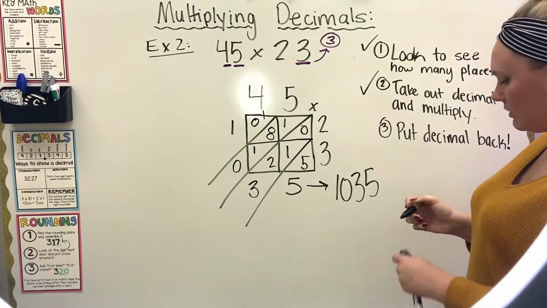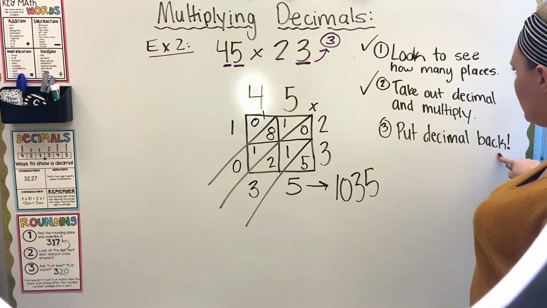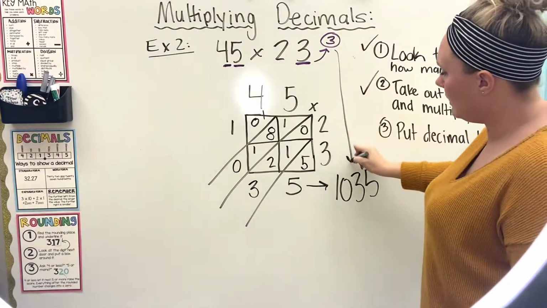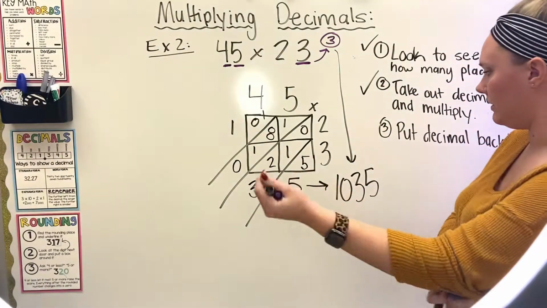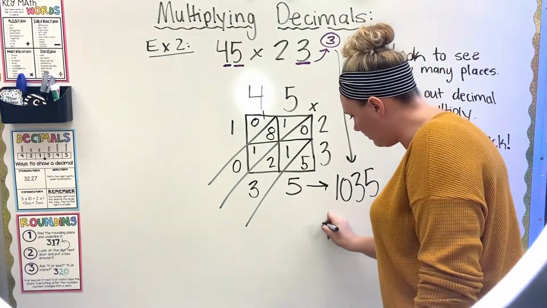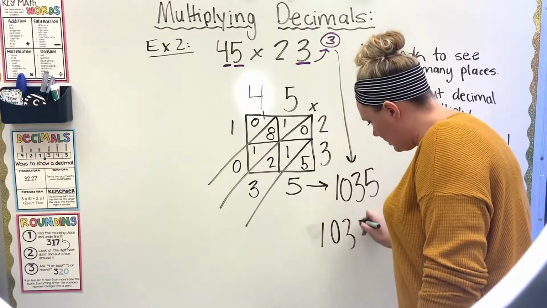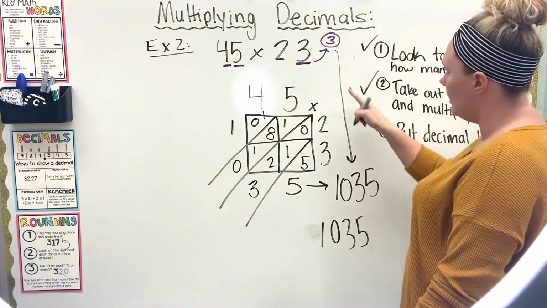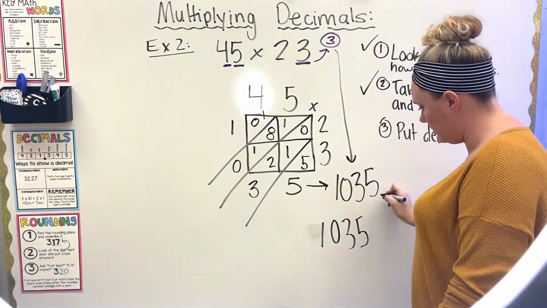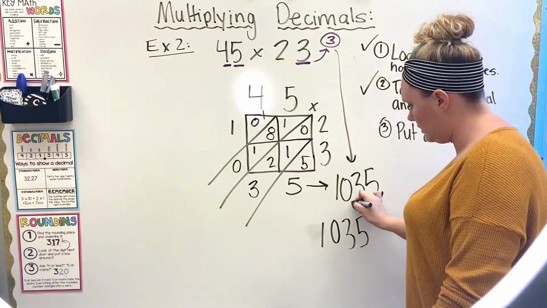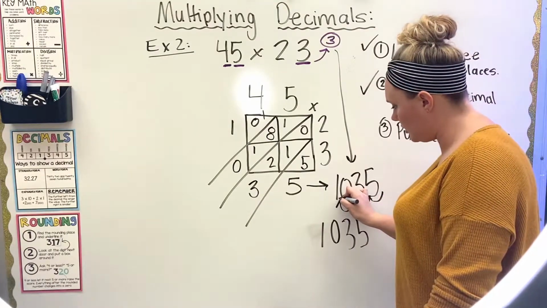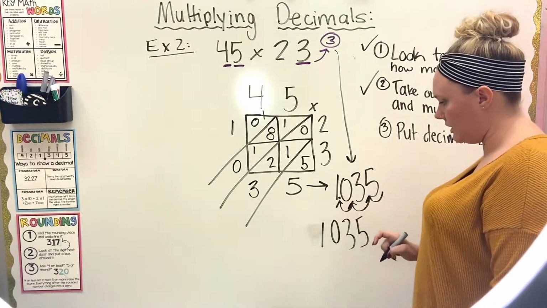All right, so step 3, put the decimals back. Remember, whatever we take, we got to put right back because we are not thieves. So I'm going to write it 1, 0, 3, 5. Okay, I need to jump 3 times. Let's see, 1, 2, 3 jumps. So my decimal is going to be right there.